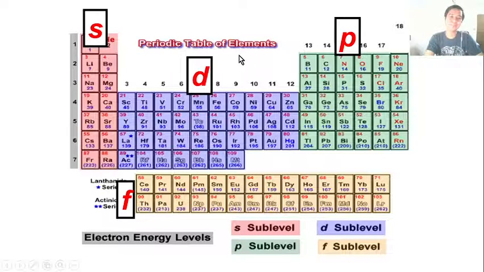So in the periodic table, we can actually also identify which one is S block, P block, D block, and F block. So this is S block, this is P block, this is D block, and this is F block.